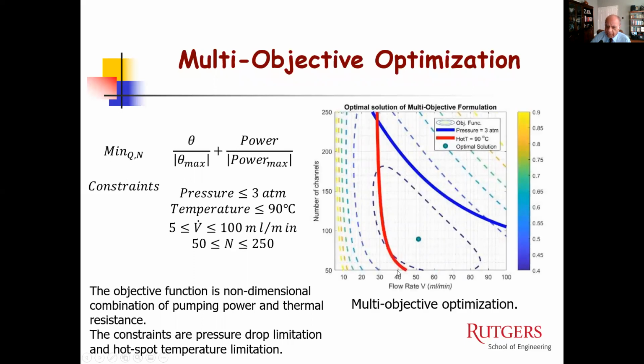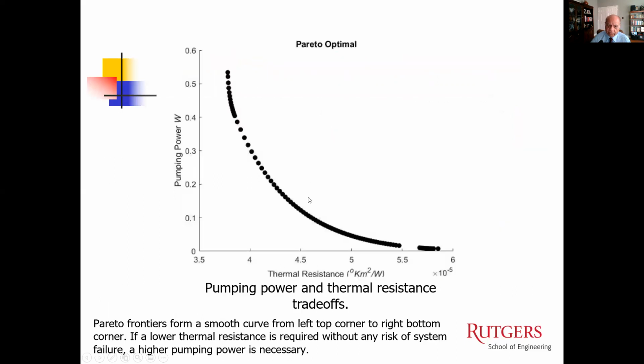It moves away from the ends, from the boundaries, into a point here. And this is a multi-objective function. And the most important thing is that this solution can be represented best in terms of a Pareto function. The Pareto frontier basically gives you pumping power and thermal resistance as a function. It's up to your choice. If you want pumping power to be very low, your thermal resistance is very high. If you want very low thermal resistance, like here, you need much greater pumping power.